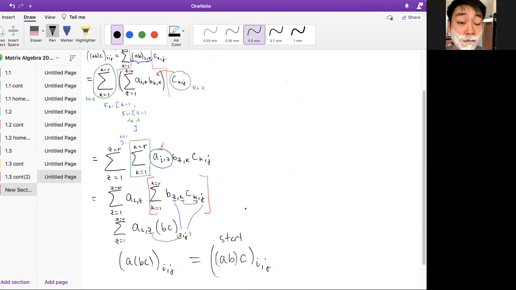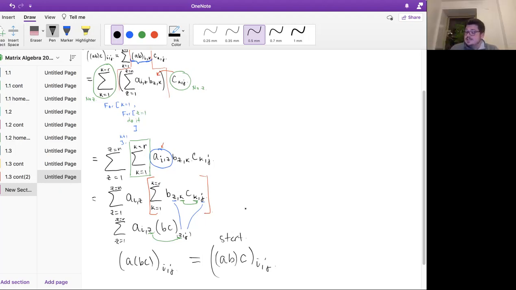Okay, so we'll prove that matrix multiplication is distributive next time. This is the hardest one of the proofs. And then we'll discuss what the identity matrix is. So that'll be next, so Monday.